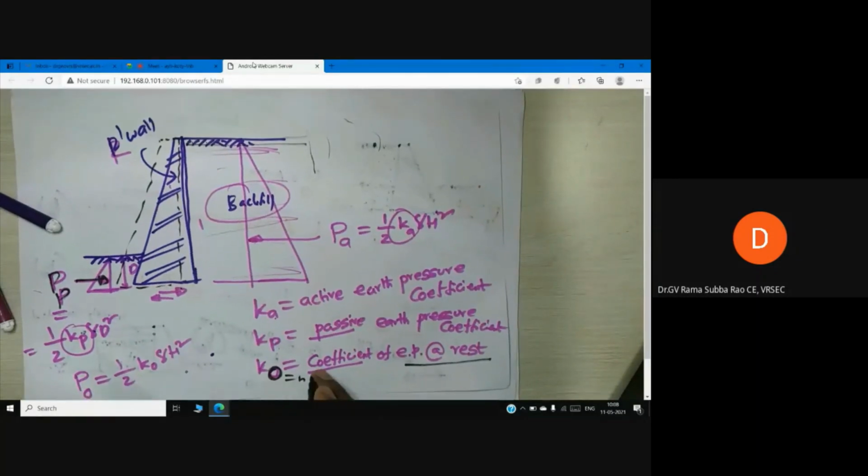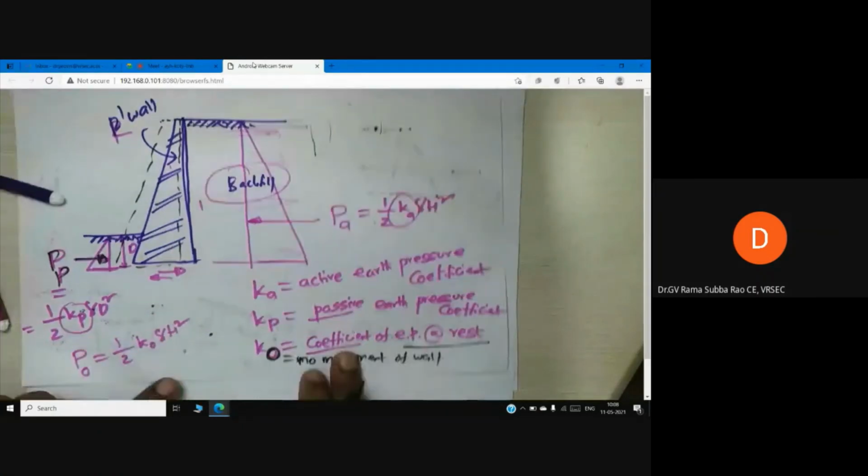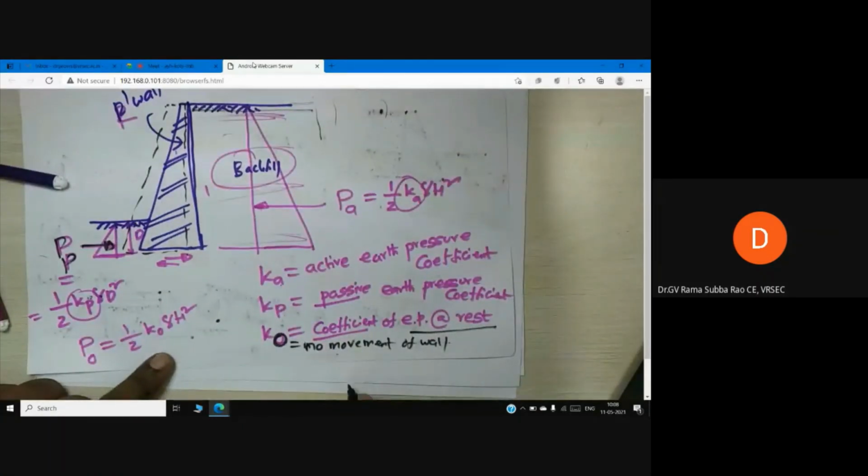I will write here, because I never hesitate to write: no movement of wall. Movement. It's very important in English. I'm telling movement.